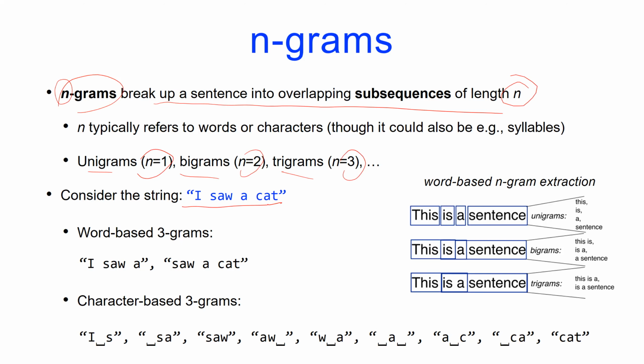If I want to do a word-based 3-gram, I will have I saw a, saw a cat. As you can see, it's overlapping. Each time I move by one word, and I preserve 3 words as my unit. Do you see that? Of course you can also choose to do a character-based 3-gram. Then each time you take 3 characters, and you move by 1 character. So you can see now you obtain another level of representation of the unit, right?